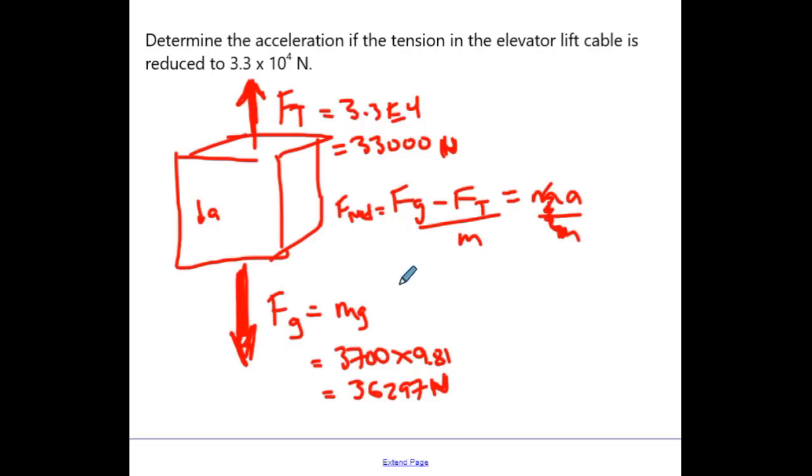I know that the force of gravity is going to be 36297. I know the force of tension is 33000. And I know the mass of the object is 3700. So I could solve for acceleration now.